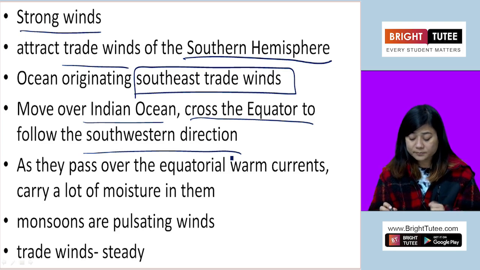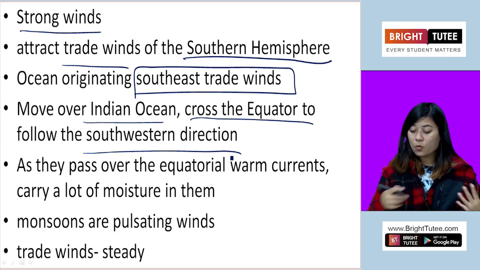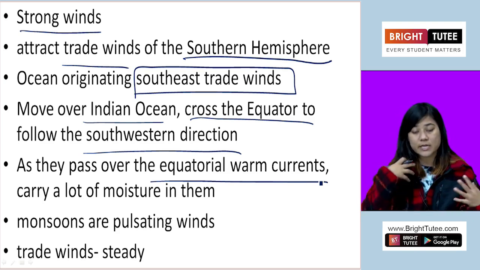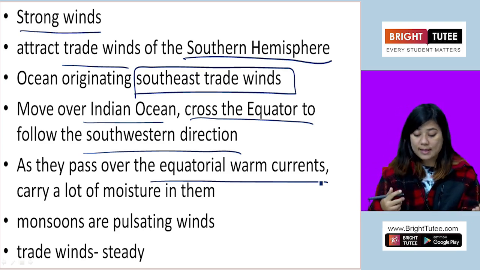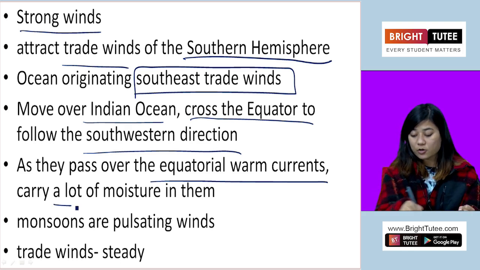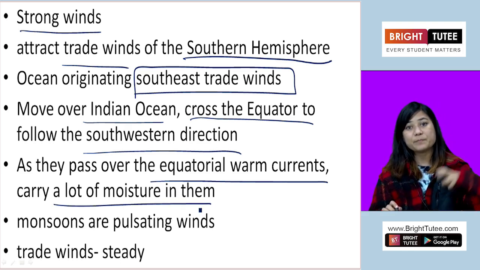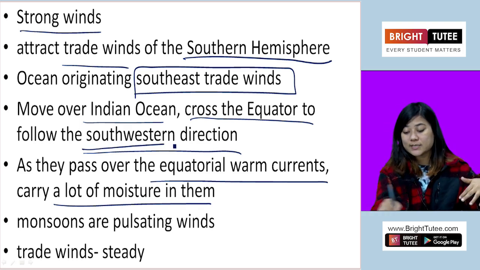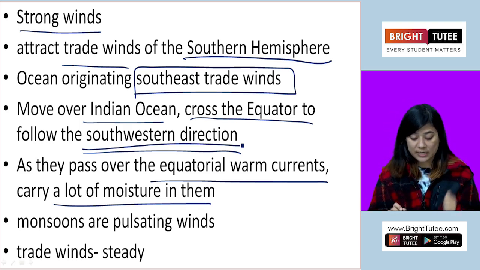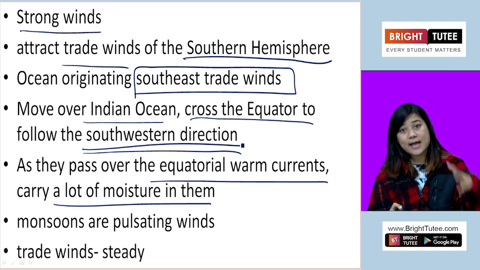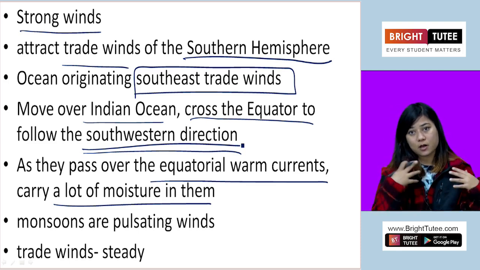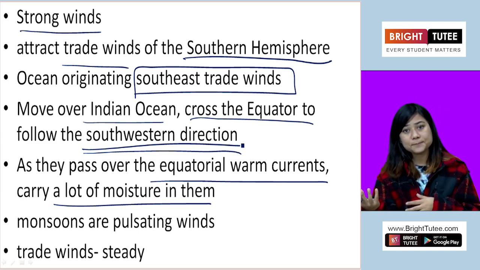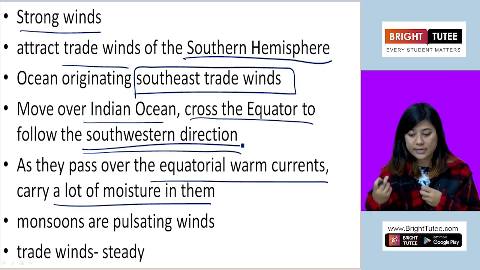All right. Now, as the winds pass over equatorial warm currents, as it flows over the equator, which is very warm, then it carries a lot of moisture. It picks up moisture, and then it begins to move towards the southwestern direction of India. And that moisture-laden trade wind is the wind which brings the rain in India.